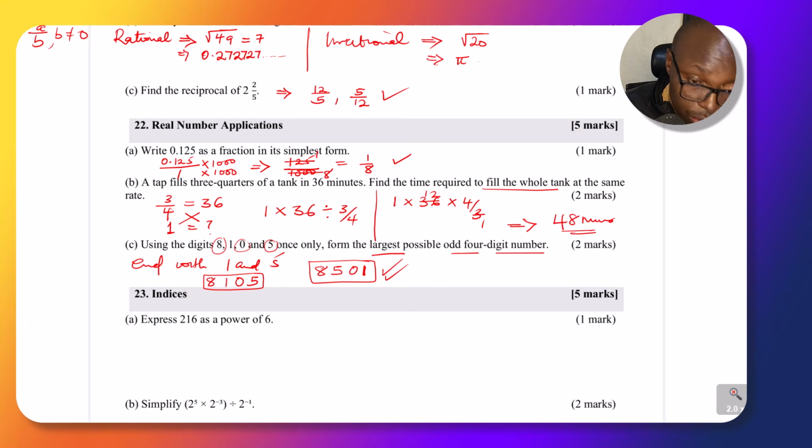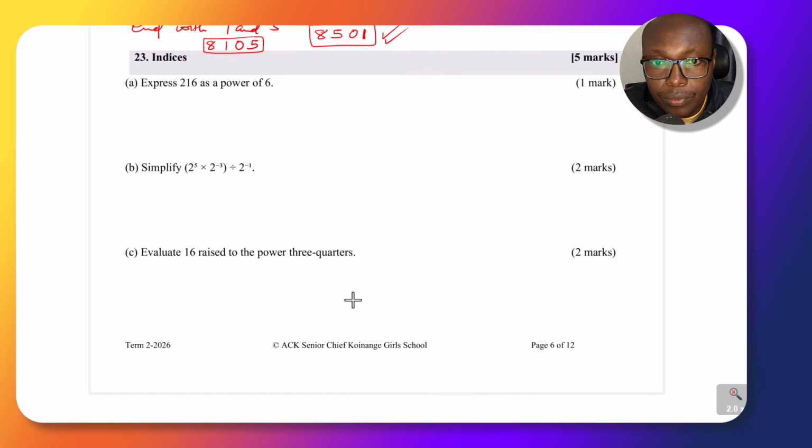Now you go to question 23. Question 23 is a question on indices. Part A, express 216 as a power of 6. So if you want to express this as a power of 6, you just take 216 and divide this by 6. Divide 216 by 6, you'll get 36.